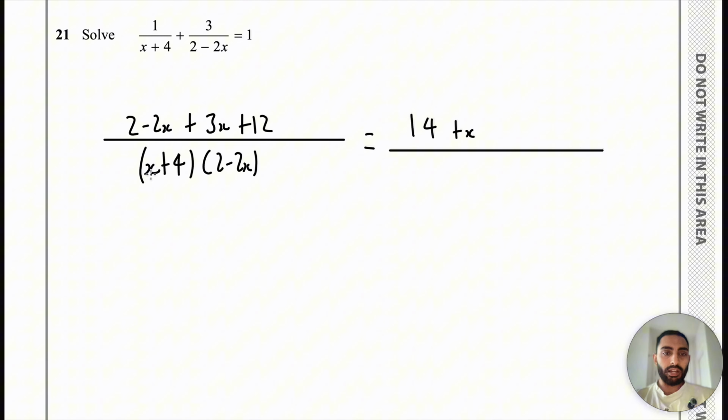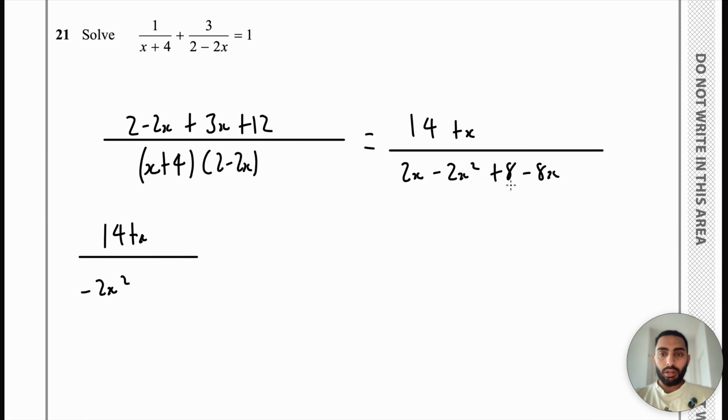Then for my denominator, I have x times 2, which is 2x. X times negative 2x, which is negative 2x squared. 4 times 2, which is 8. And 4 times negative 2x, which is negative 8x. Simplifying this bottom bit, I've got 14 plus x as my numerator, over minus 2x squared, minus 8x plus 2x, which is minus 6x, plus 8. And all of this is equal to 1.